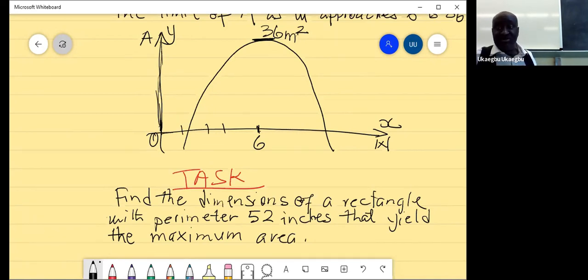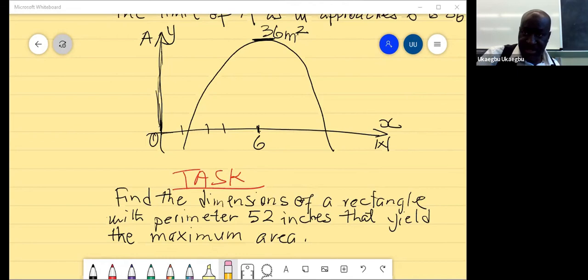So you are basically going to follow the same steps that we just did. Instead of using a perimeter of 24, you are using a perimeter of 52. You have between now and the end of the class period to finish it. I'm standing by just in case you have a question, but it's due at the end of the class period.